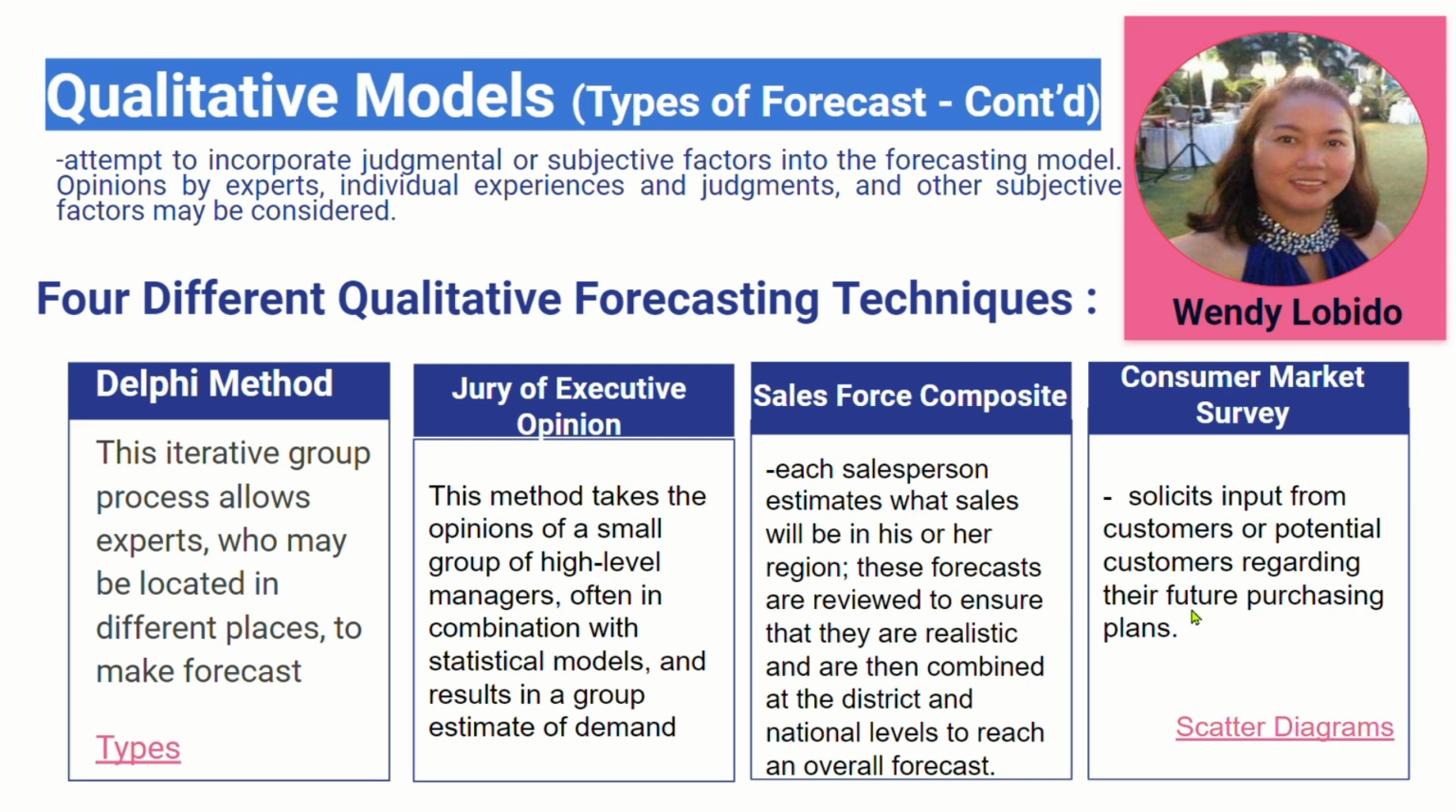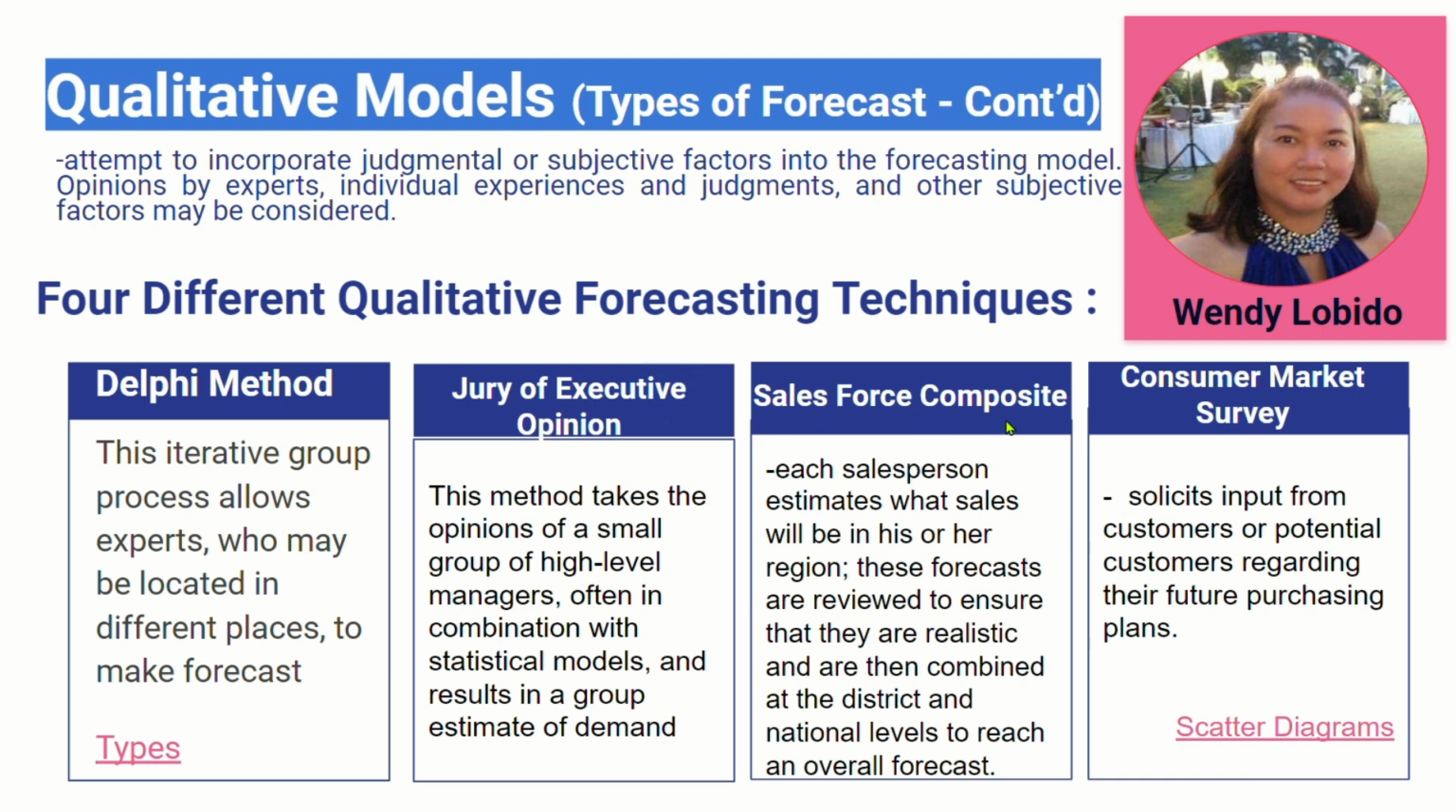The next forecasting technique is the jury of executive opinion. This method takes the opinions of a small group of high-level managers, often in combination with statistical models, and results in a group estimate of demand. It is a method of forecasting using a composite forecast prepared by a number of individual experts. The experts form their own opinions, initially from the data given, and revise their opinions according to the others' opinions. Finally, the individuals' final opinions are combined.